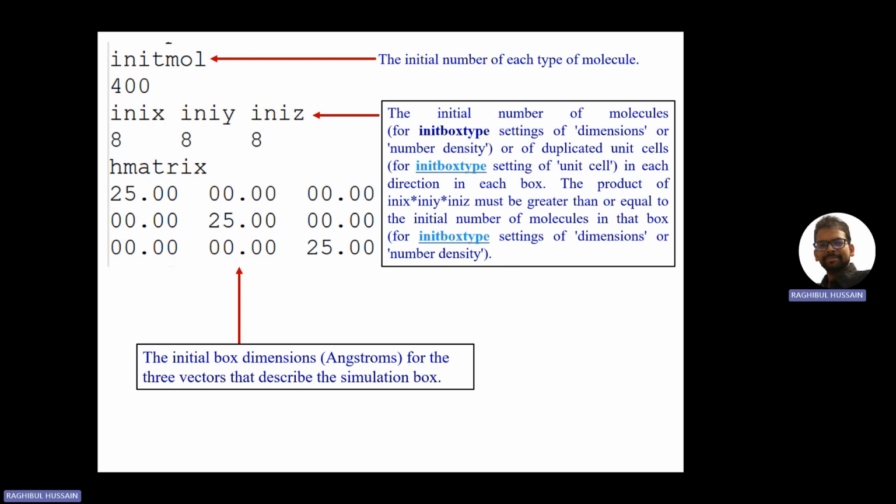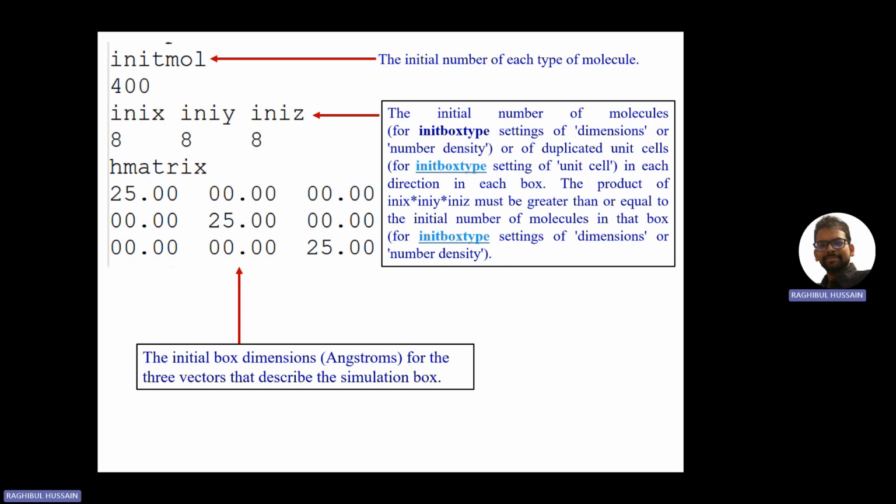One minute. This is not the length, right? Please write. This is not the length. Length is here, right? So this is the number of molecules. This is not the length. Length is here. This is the number of molecules. So total is 400. So this simulation is going to put 8 molecules along the x-axis, 8 molecules along the y-axis, and 8 molecules along the z-axis.